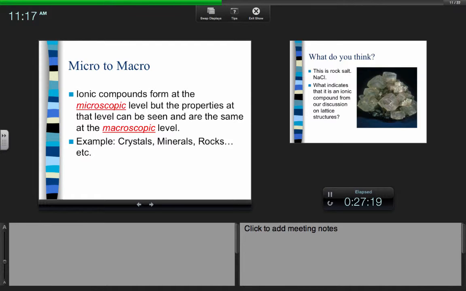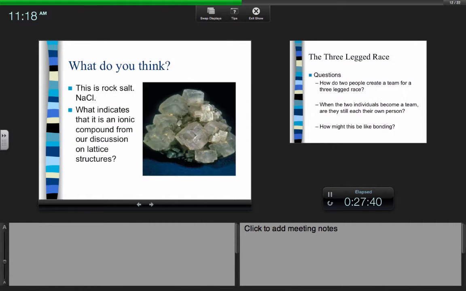At some point, it goes from being microscopic, where we can't see it, to macroscopic. Oh, there it is, I can see it with my eyes. That's kind of what it starts out as. A great example of this is rock salt, the salt that we put on our driveways. It looks like a cube.